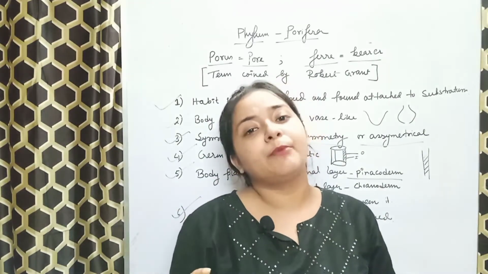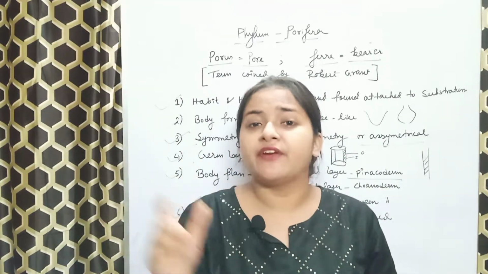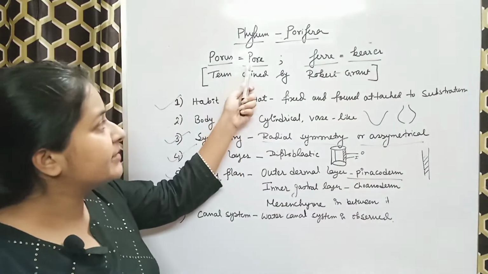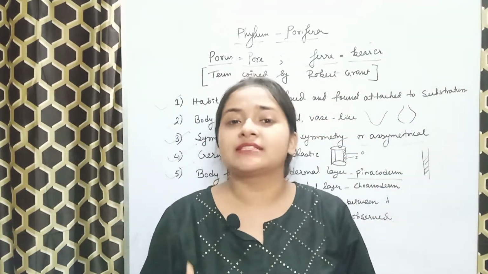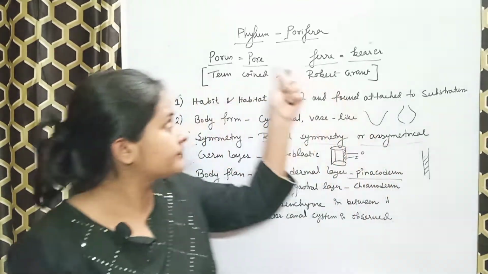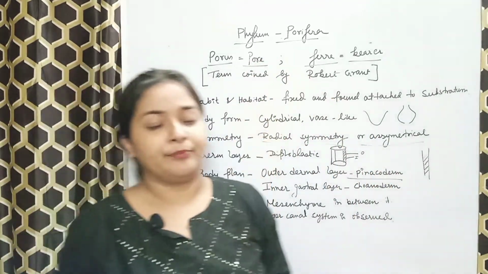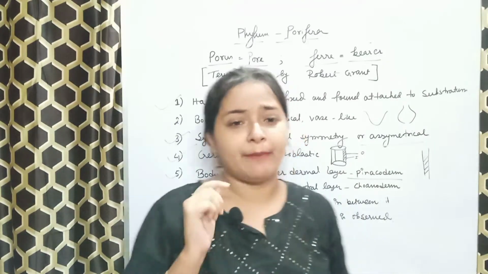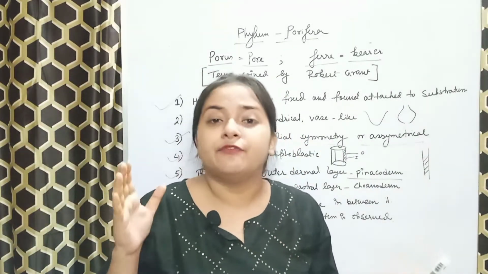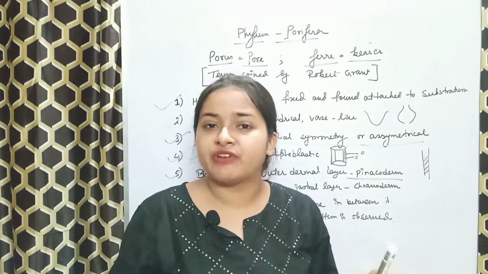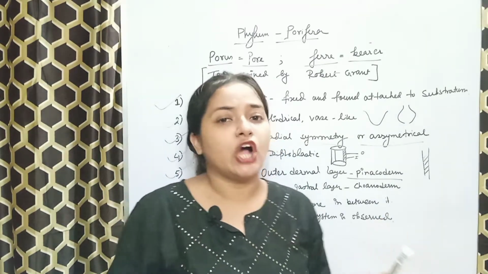First one is phylum Porifera. The term Porifera comes from porus, meaning pore, and fera, meaning bearer. So the pore-bearer animals are mostly from phylum Porifera. Next is habit and habitat. Most of the animals are attached to their substratum. They cannot swim, they cannot move.